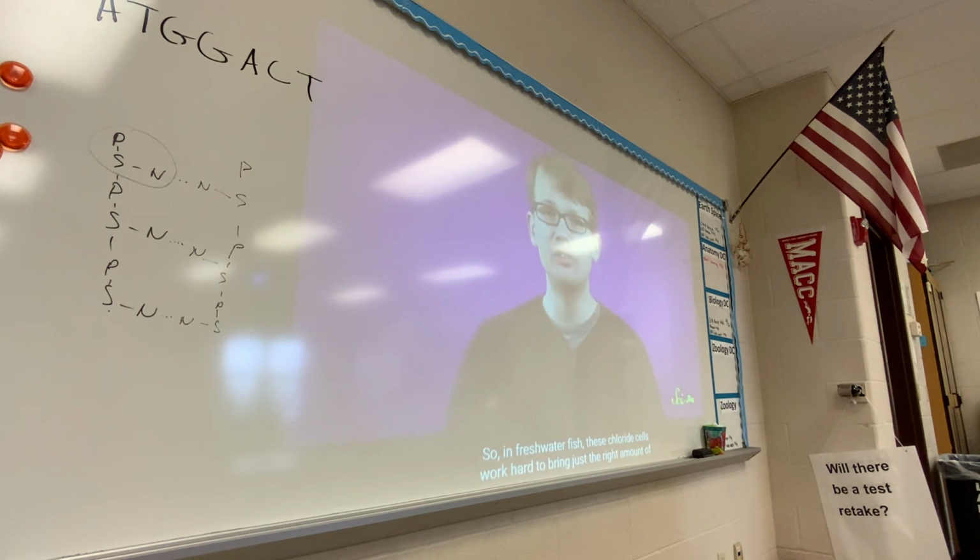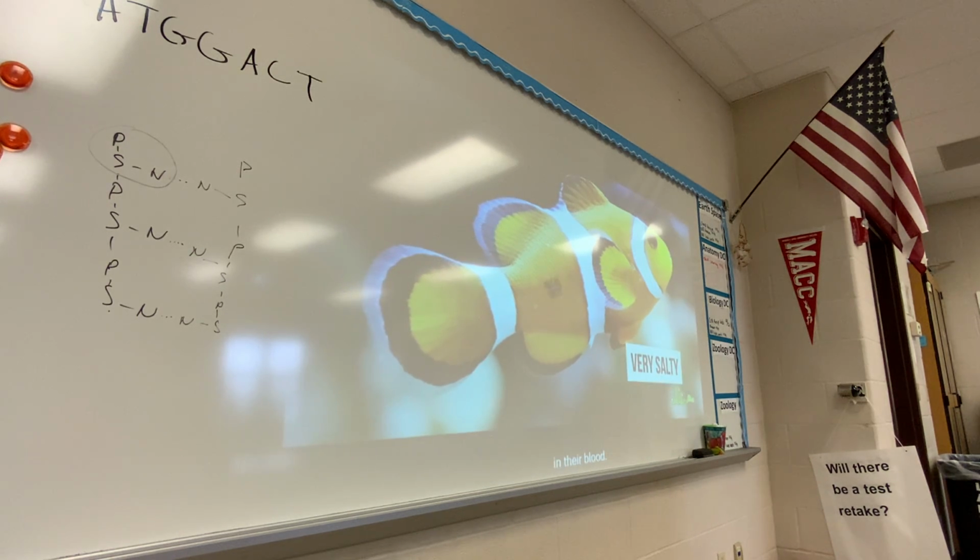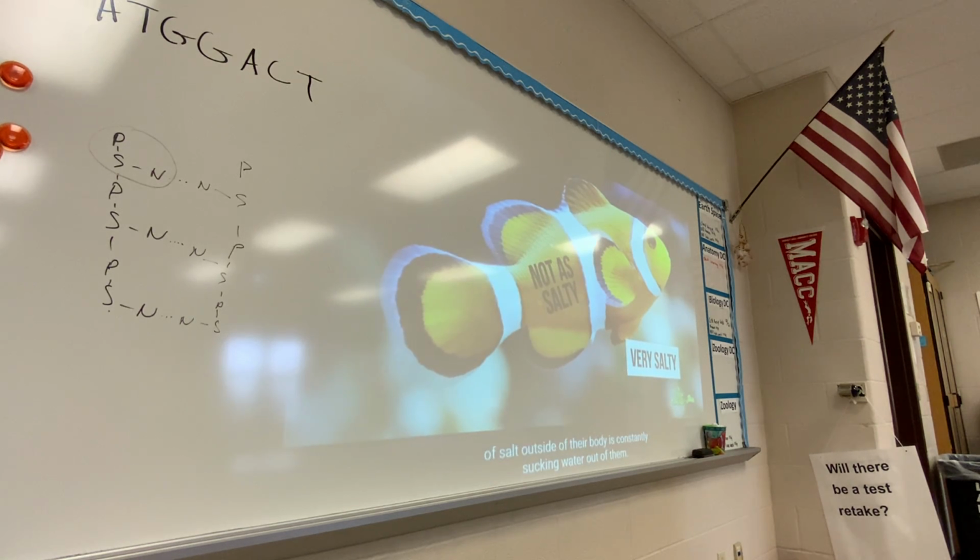So in freshwater fish, these chloride cells work hard to bring just the right amount of salt into the fish's bloodstream. Now saltwater fish have the opposite problem. For most of them, the concentration of salt in the water is higher than the concentration in their blood. That means that as they pass water over their gills to breathe, the higher concentration of salt outside of their body is constantly sucking water out of them.